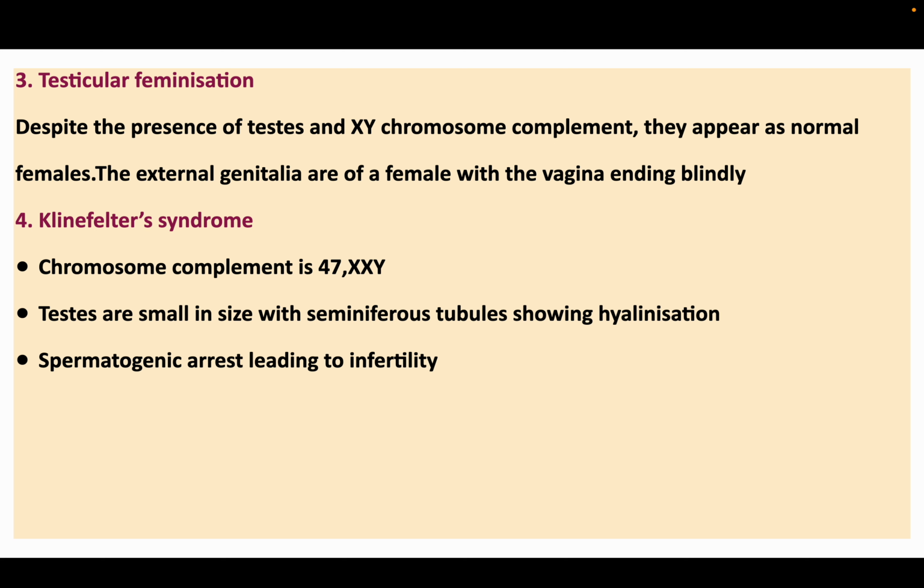Next is testicular feminization. Despite the presence of testes and XY chromosome complement, they appear as normal females. The external genitalia are of a female with vagina ending blindly. Then Klinefelter syndrome, chromosome complement is 47 XXY. Testes are small in size with seminiferous tubules showing hyalinization. Spermatogenic arrest leads to infertility. So these are the applied aspects of the development of the testes.